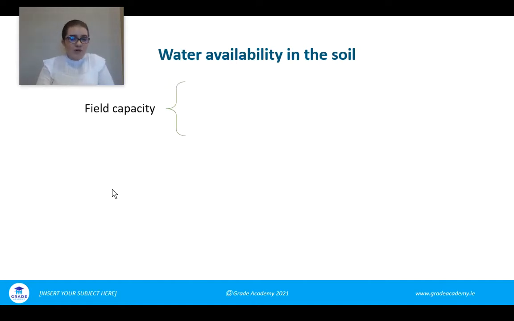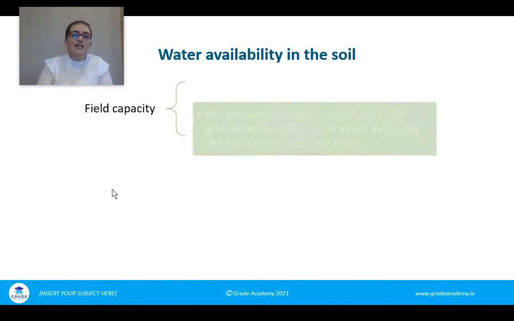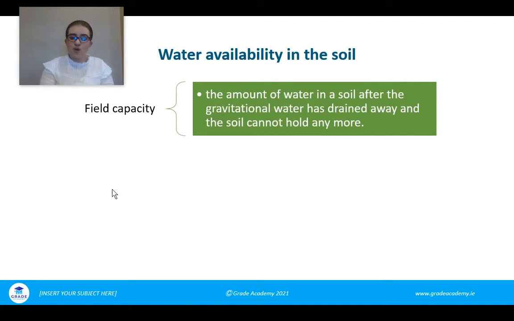So again, a few more definitions here which are important. So we have our field capacity. This is the amount of water in a soil after the gravitational water has drained away, and so the soil cannot hold any more. If we think of the soil as a sponge, if you soak a sponge in water, it can only absorb a certain amount of that water. And if you keep adding water to it, it's not going to be able to absorb it. So the soil is the same principle. It can absorb a certain amount of water and air, but when it reaches the maximum, it cannot absorb any more.